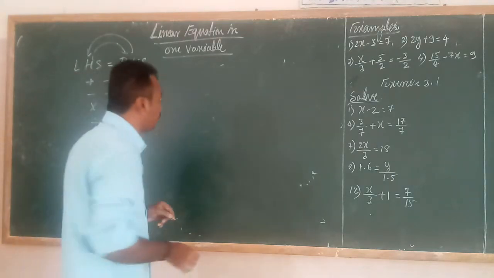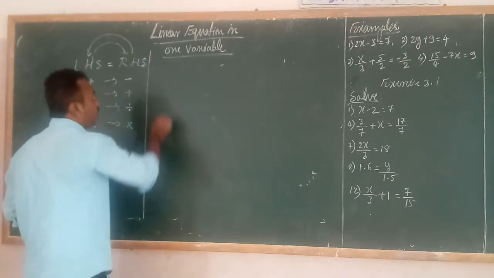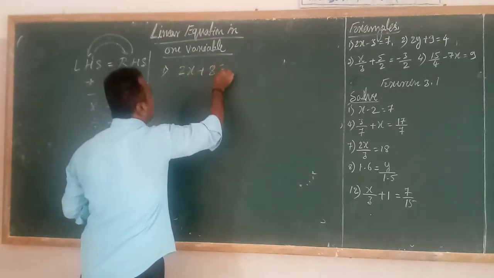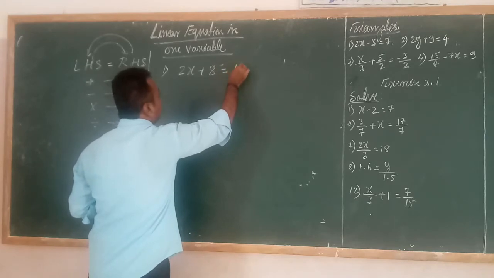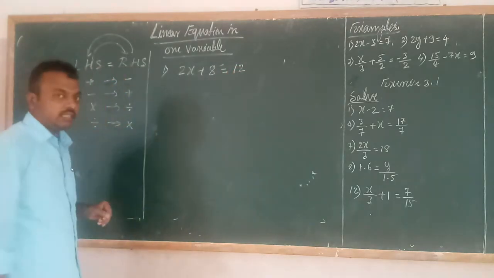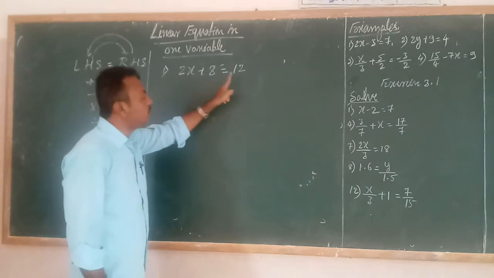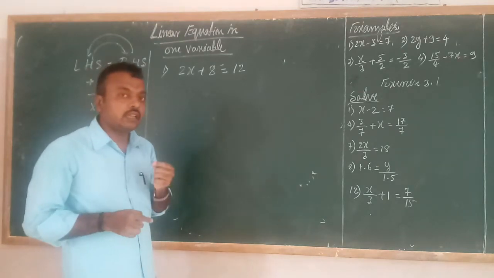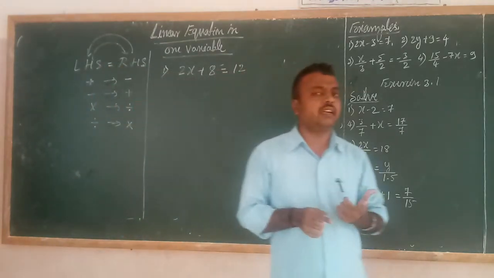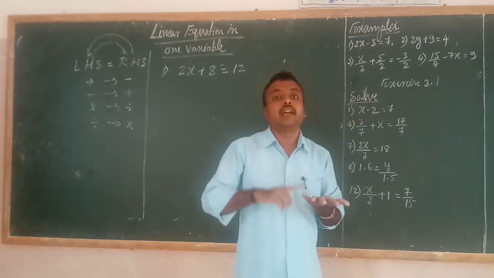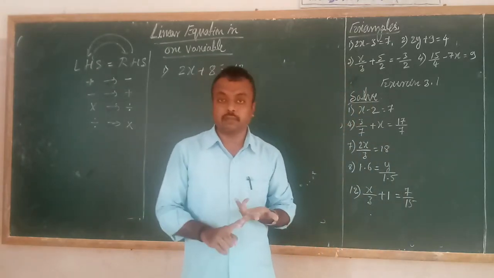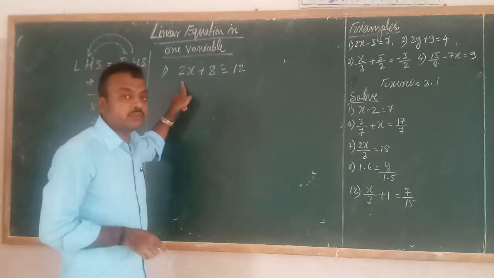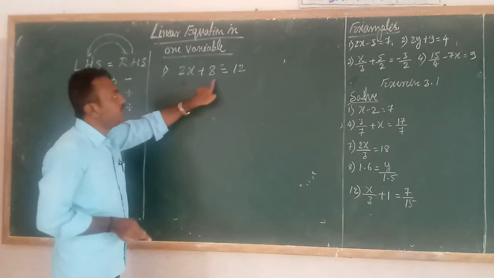So now let us take one of the examples. Here, no problem, I will take one example. See students, 2x plus 8 is equal to 12. This is one of the linear equations in one variable. So how do you solve linear equations in one variable? In the 7th standard, we discussed the trial and error method, the substitution method and the direct method. This year we are going to use the direct method, or transposition method. See, 2x plus 8 is equal to 12.